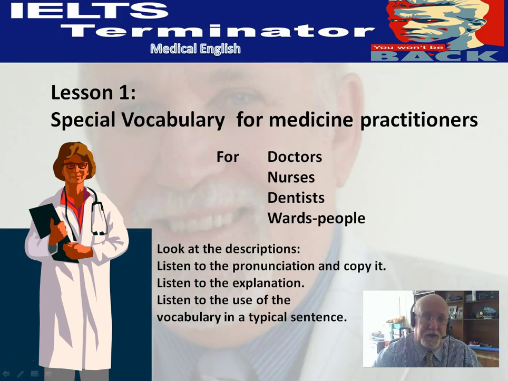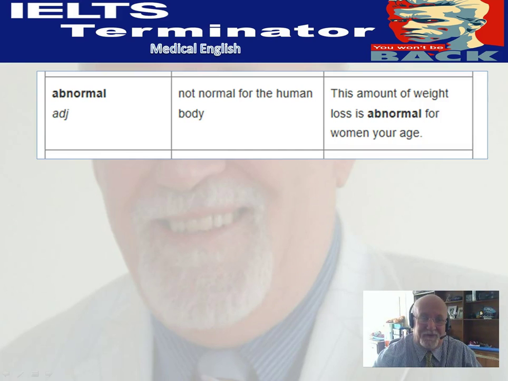Okay, so what I want you to do in this, we're going to look at some descriptions. We're going to listen to the pronunciation, and I would like you to try to copy it. Then listen to the explanation of what the vocabulary is about, and listen to the use of the vocabulary in a typical sentence as might be said to you by a patient. Patients, as we know, generally talk about their symptoms. They cannot talk about a diagnosis. So, let's get on with it, shall we? Let's see how the first one works.